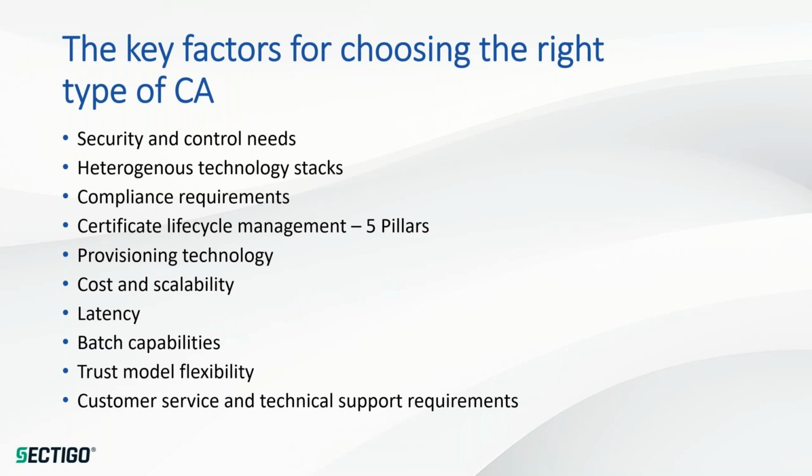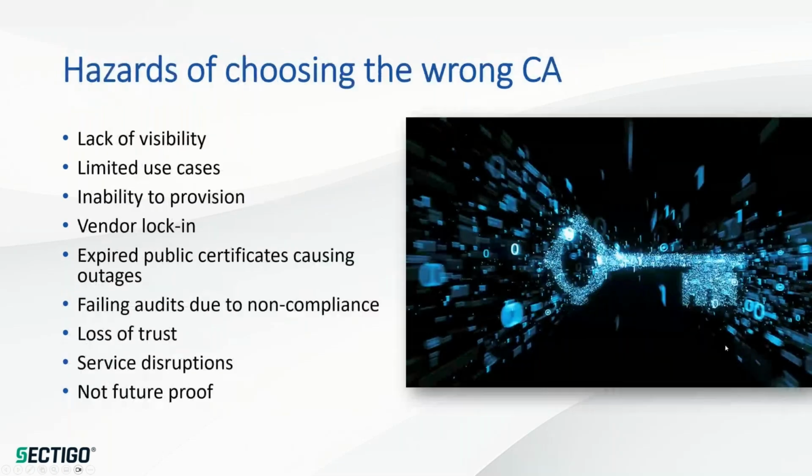Thanks, Tim. I think a lot of the rest of this deck has to do with that second to last bullet point, which is trust model flexibility. So let's move on. All right, let's see what we got. All right, and hazards of choosing the wrong CA. Some of this is the reverse of what we just said, but not all of it, right?